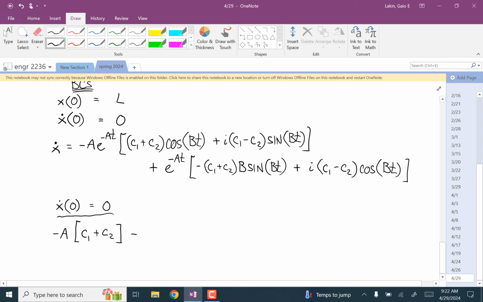And then for the second one, e to the negative at when t is equal to 0 is 1. And then the second bracket, when t is equal to 0, the sine term is 0. So that first term goes to 0. The second term, when t is equal to 0, cosine is 1. So we have i c1 minus i c2. And this has to be equal to 0.